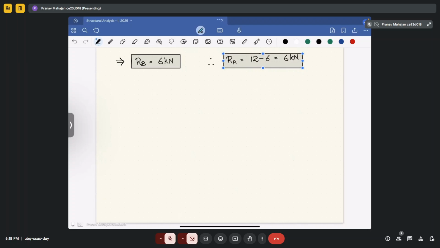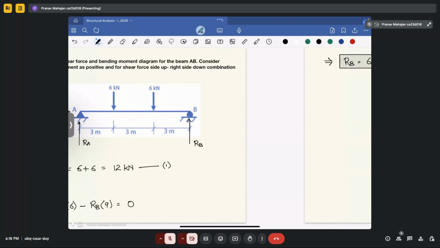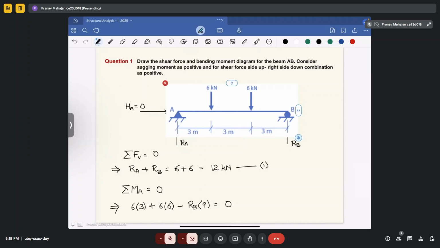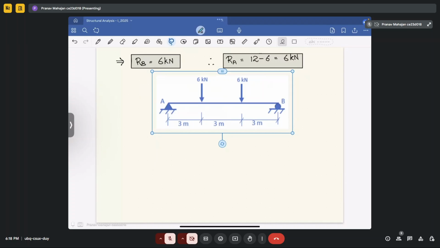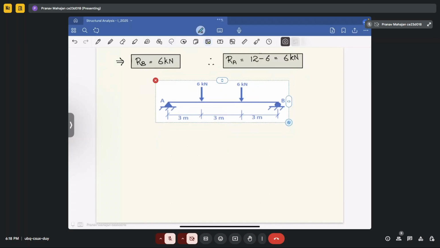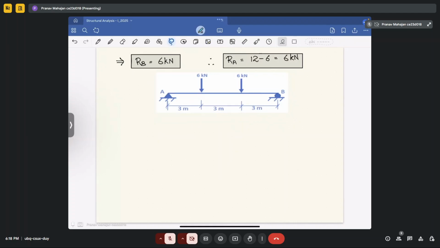Now solve this problem and draw the shear force as well as the bending moment diagram. Okay. So now you already have the reactions. That is, your RA is equal to 6 kilonewton. Your RB is equal to 6 kilonewton. Now, if we draw the shear force diagram, how will it look like?